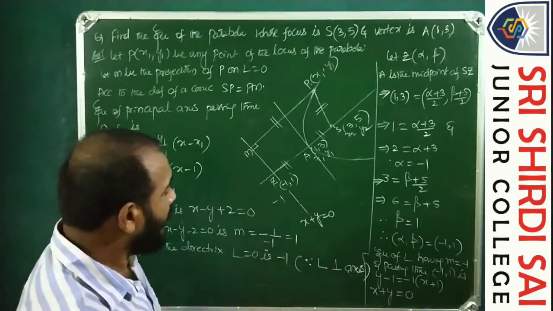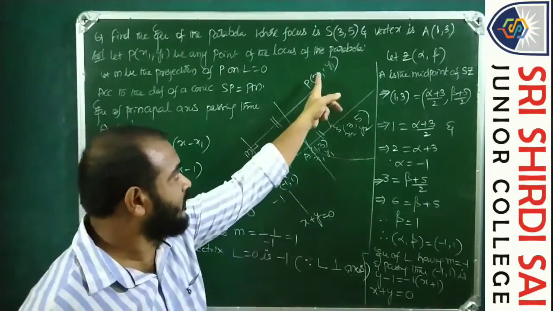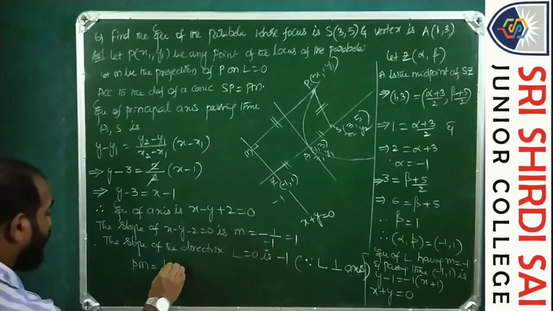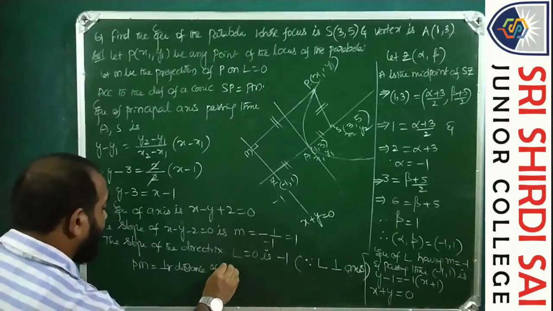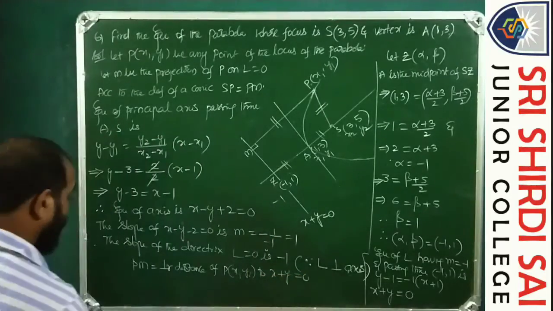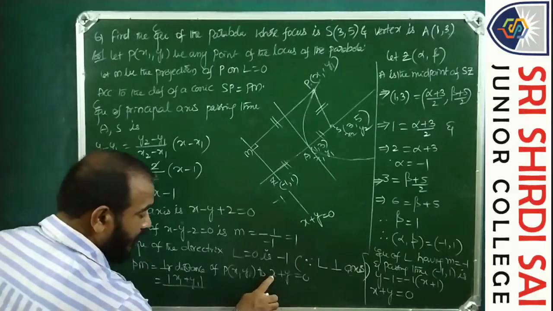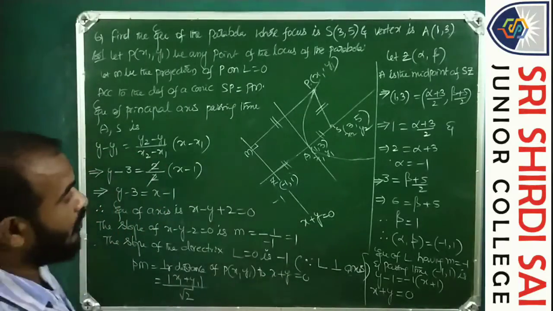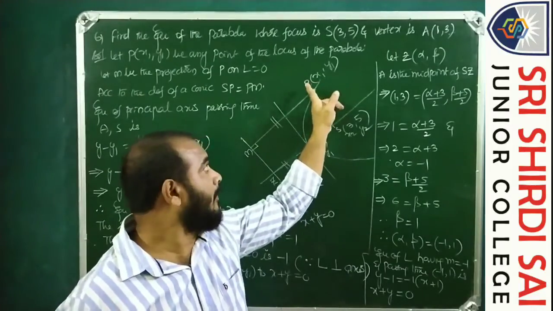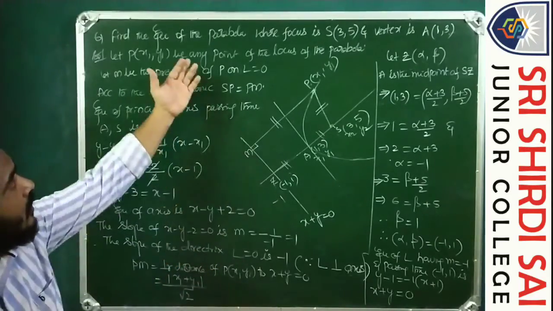And from here onwards, what is PM? PM is the perpendicular distance of P(x1, y1) to the line. So PM is equal to the perpendicular distance of P(x1, y1) to this line x plus y equals to 0. That is PM equals modulus of x1 plus y1 by square root of the coefficient of x squared plus the coefficient of y squared, so root 2. Therefore we have PM, and the distance formula between S and P is the square root of (x2 minus x1) whole square plus (y2 minus y1) whole square. If you square on both sides, we will get the equation of the parabola.